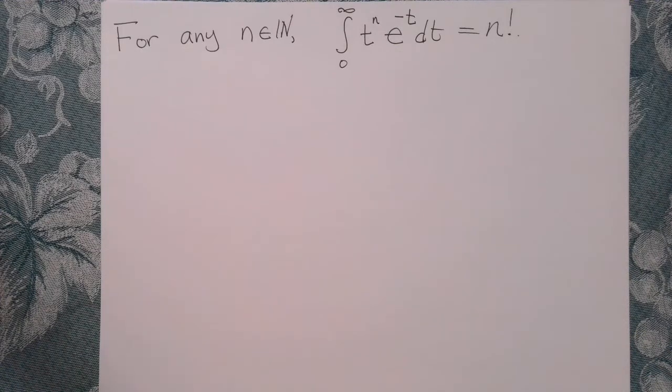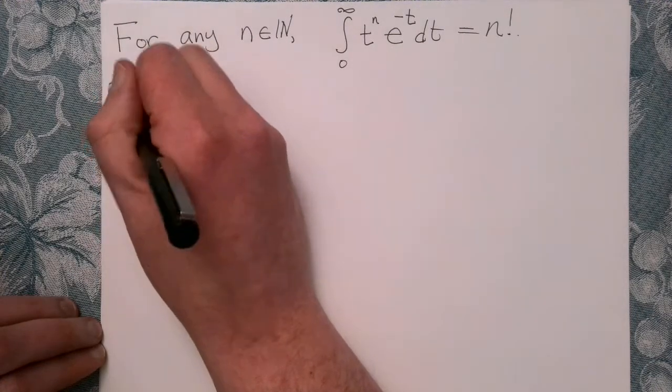Hey, welcome back everybody. We're going to prove a nice little result about the gamma function using mathematical induction. So it turns out for any natural number n, the integral from 0 to infinity of t to the n times e to the minus t dt equals n factorial. And so our proof is going to go a little something like this.